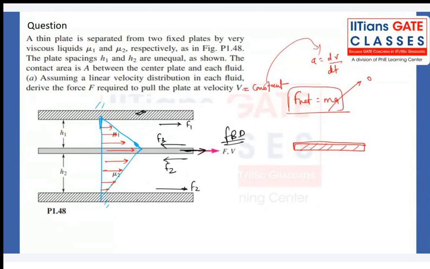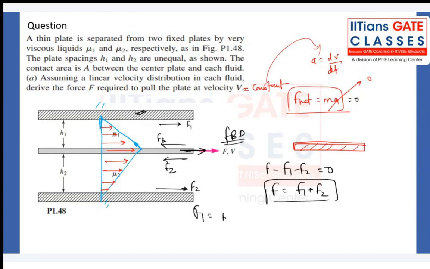So the net force will be equal to zero. The net force in the direction of motion: F will be F1 plus F2. Now what is the F1 value? That is very simple: mu1 into v, the plate velocity, divided by h1, right? And what about F2? Mu2 into v divided by h2. Getting my point?